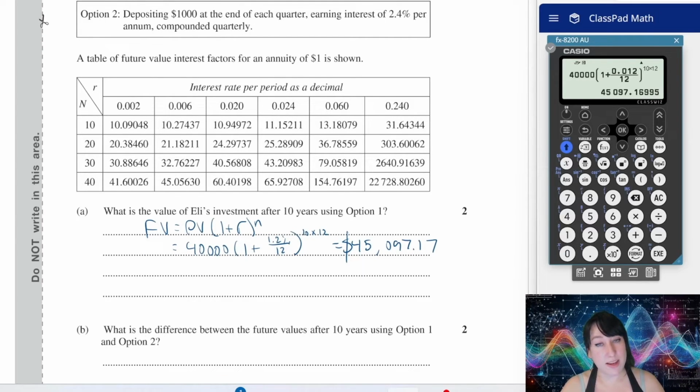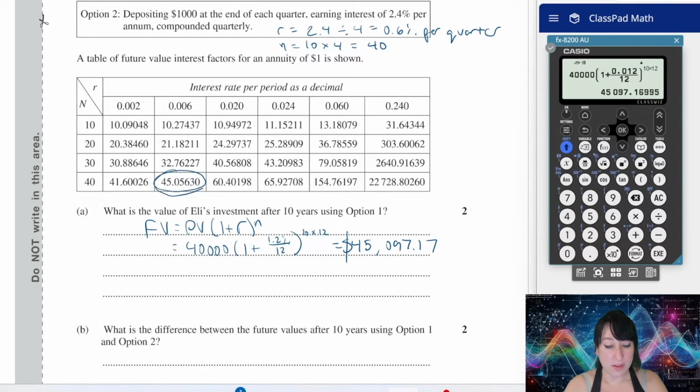Quarterly, 2.5% per annum, so we'll have to convert that to quarterly. There's 4 quarters in a year, of course, so that would be 0.6% per quarter. And the number of periods, as in this case, quarters, 10 years, 4 quarters per year, that's 40 compounding periods. So in the table, we're looking at this percentage, this R here, that is equivalent to 0.6%. You could check that in your calculator if you need to.